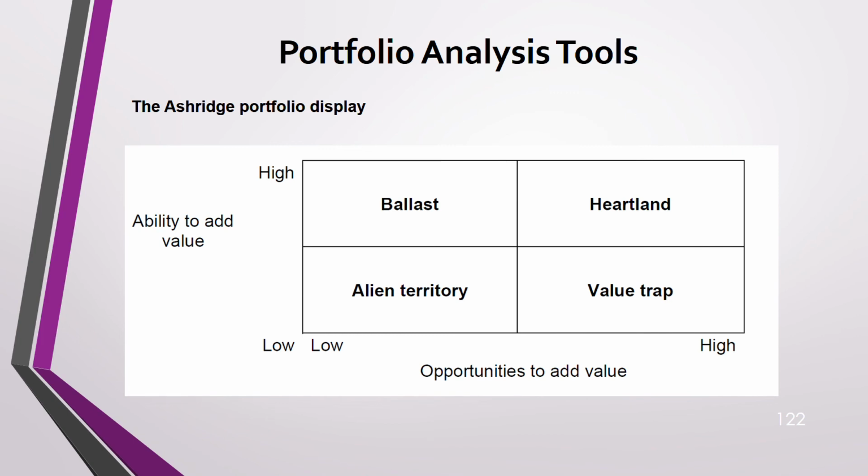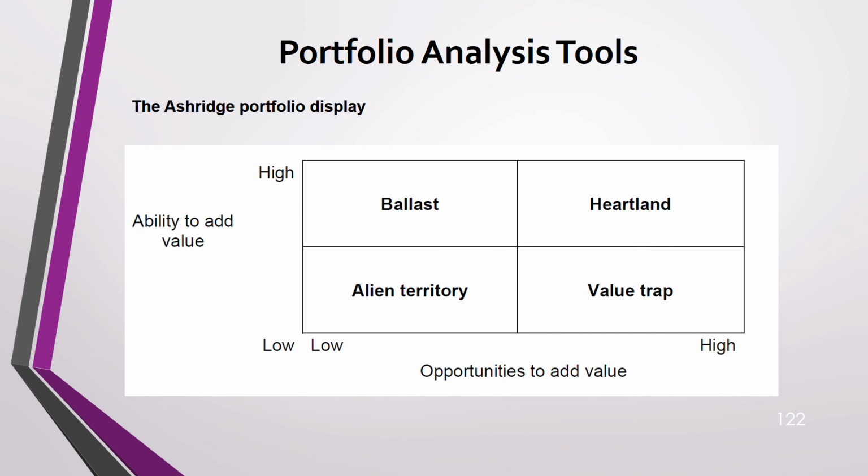So here, one axis is ability to add value from the parent side, and the other is opportunities that parents have to add value. If both are low, it's an alien territory. If both are high, it's a heartland. And if ability to add value is high but opportunity is low, it's a ballast.